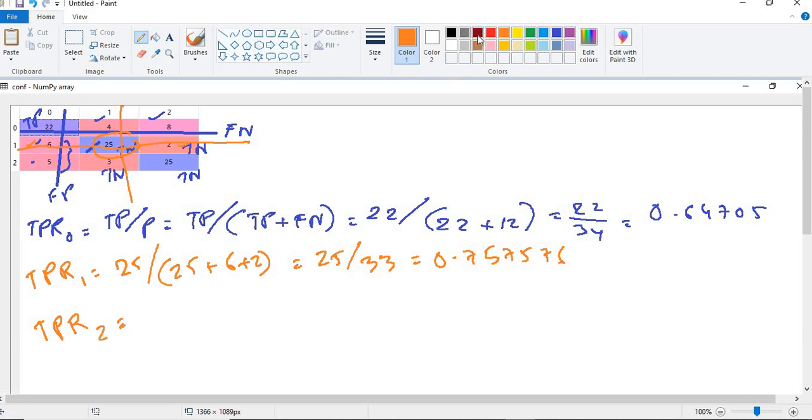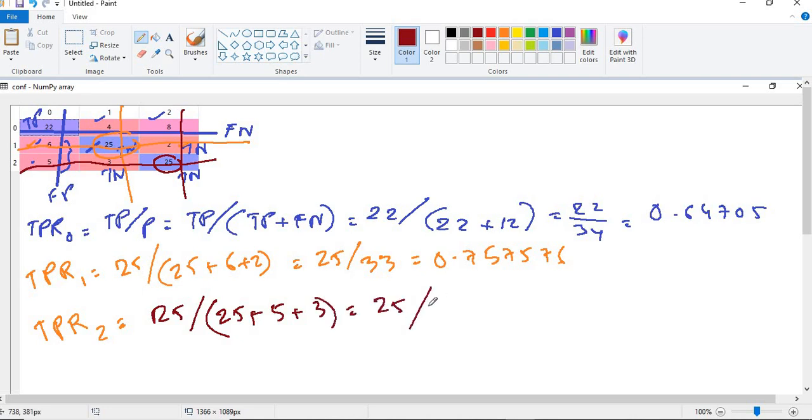Now if I want to calculate the true positive rate for class 2, I'll draw one vertical line here and one horizontal line here. This 25 will become my true positive, so the true positive rate will be 25 divided by total positive. Total positive will be 25 plus 5 plus 3, which is 25 by 33, and this is nothing but 0.757576. Now this is the true positive rate for all three classes. Now we'll get the true negative rate similarly.